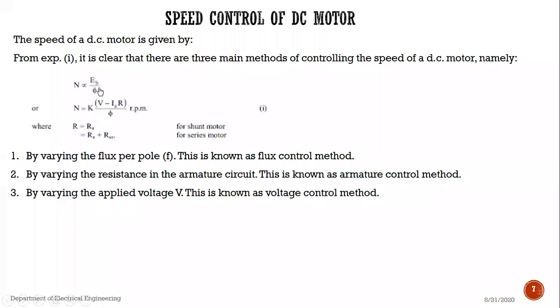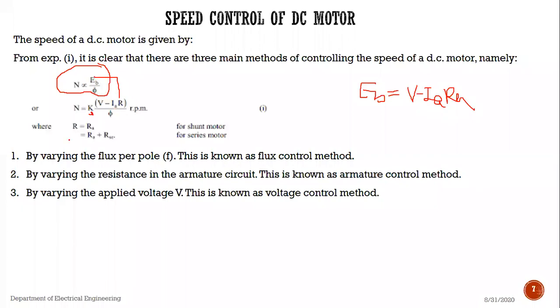First of all, we know that the speed is directly proportional to the back EMF and inversely proportional to the flux, isn't it? But also we know that Eb is nothing but V minus Ia Ra, and K is taken as the proportional constant. So Eb is replaced by the value I will write here. We know that for the motor, Eb is equal to V minus Ia Ra, isn't it? So just replace that Eb by V minus Ia Ra.